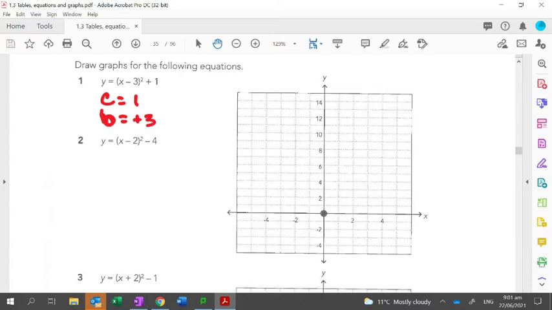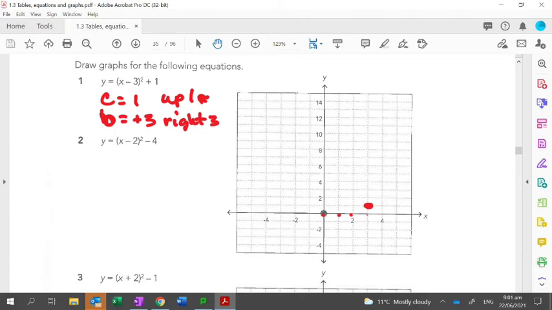Positive 3. So that means we're going to go to the right 3 units and up 1 unit. Make sense? So starting at the origin, 1, 2, 3, and up 1 puts our vertex right there. How do you find the other points? Now we need to find the other points.